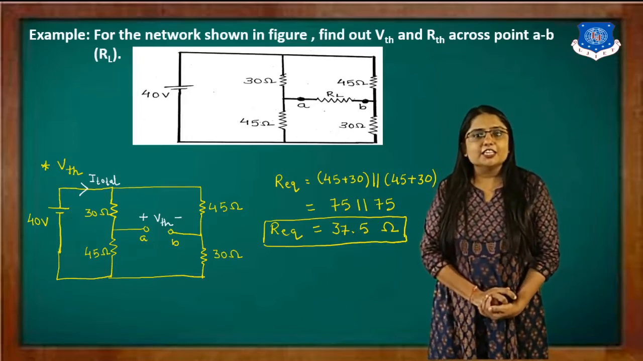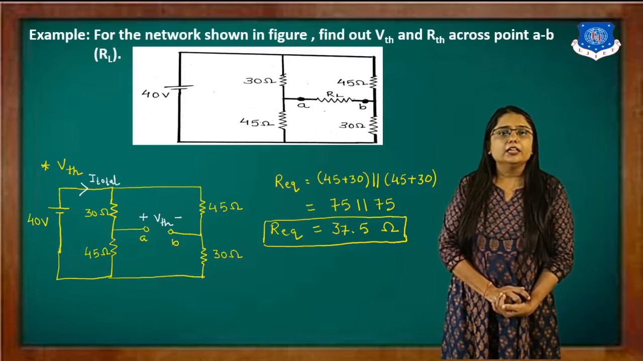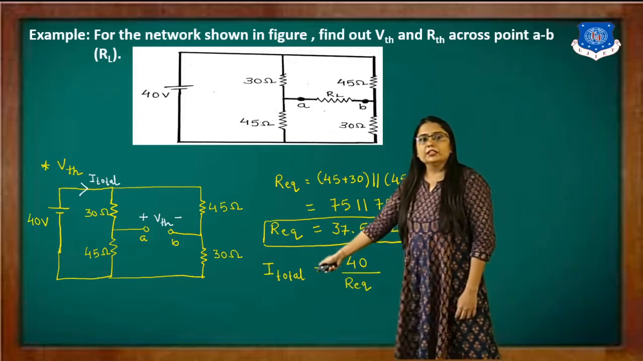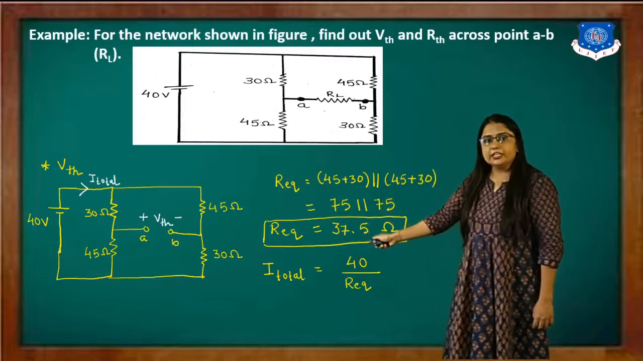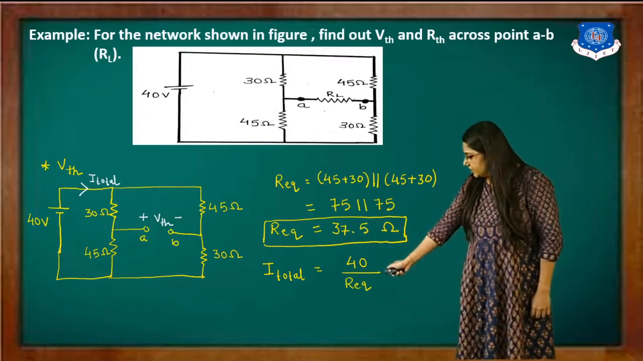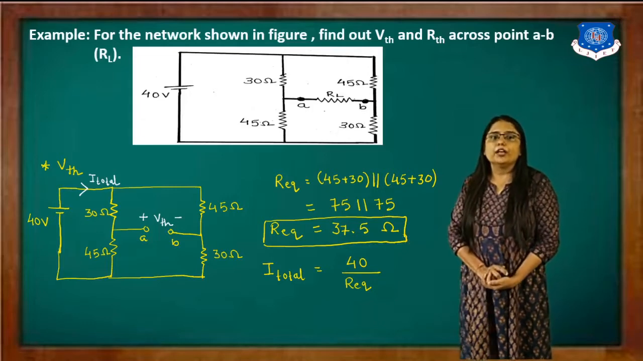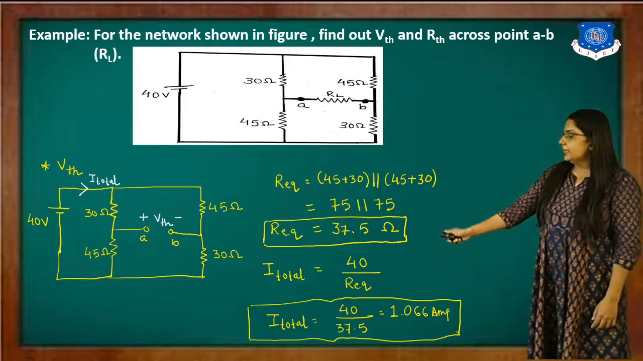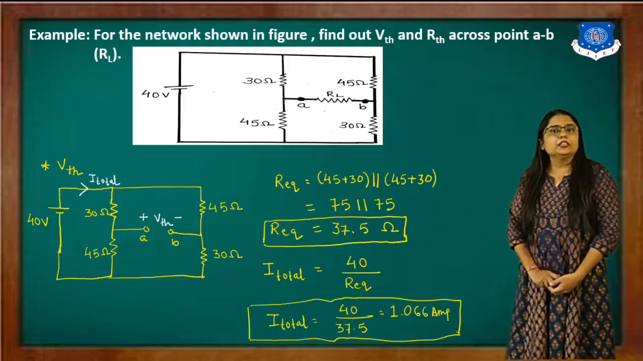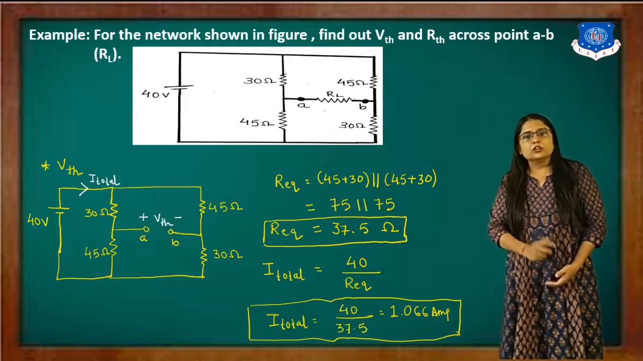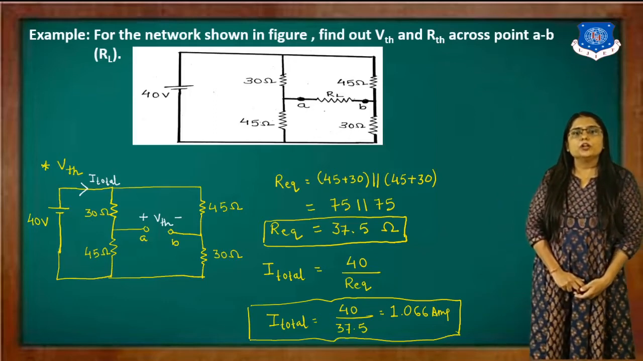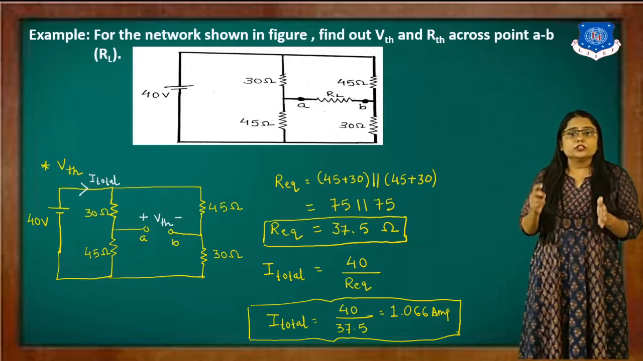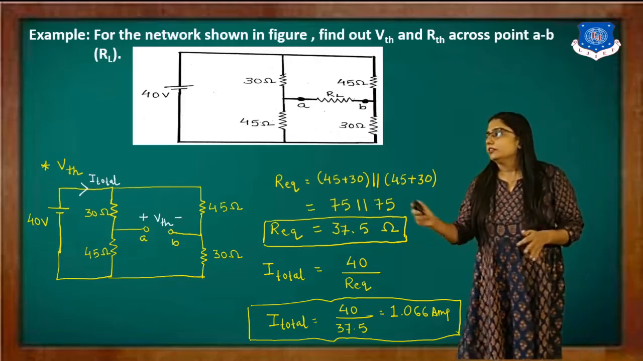Now we know that I total is the voltage divided by the equivalent resistance. So here the value of I total equals, the voltage is 40, and the resistance is R equivalent. Just substitute this value. So here what do you get? That is 40 divided by 37.5. If you solve this, then the answer is 1.066 ampere. So this is the total current of this diagram.